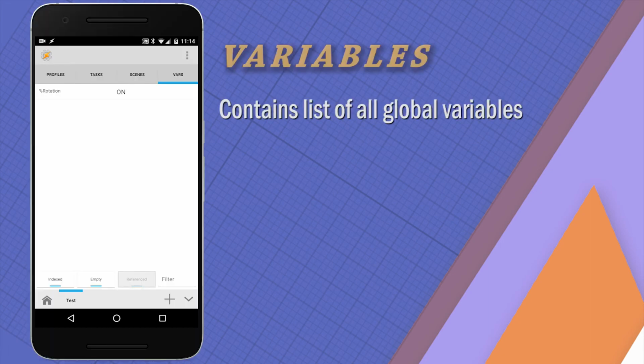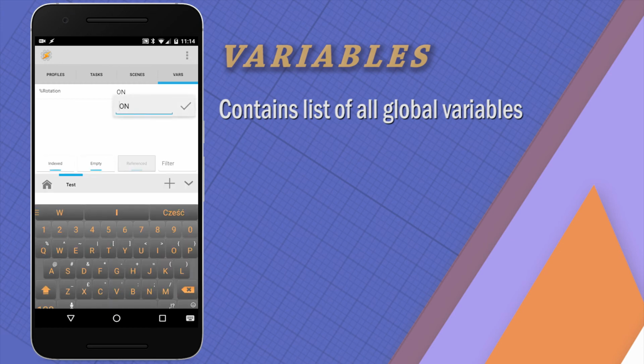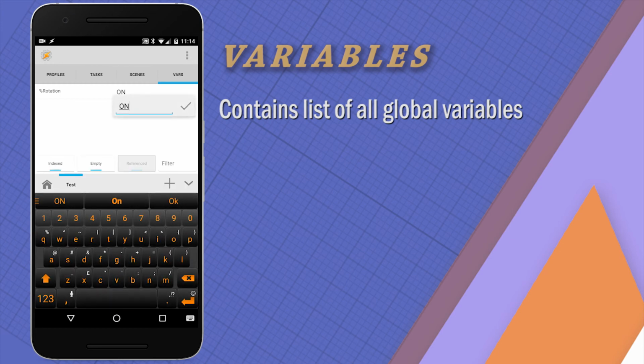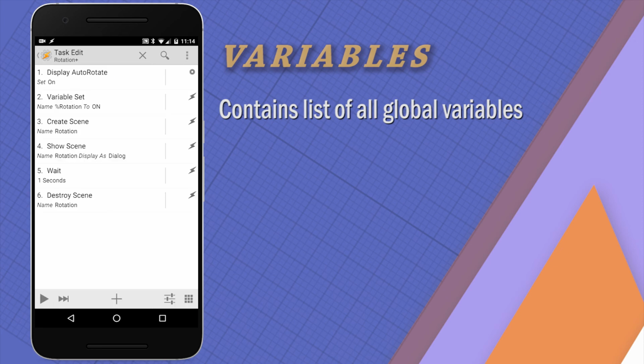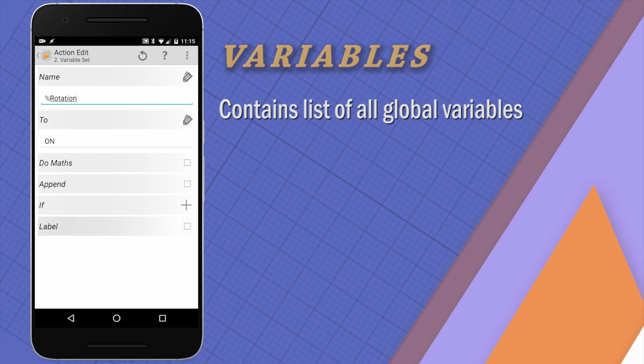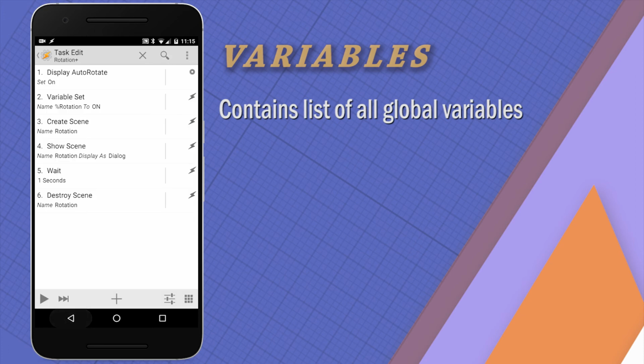Last tab is for variables. Variables are small containers designed to store the value of our choice. They start with a percentage symbol and then the name of the variable itself. We create them usually by using variable set action, which will create a variable and automatically assign defined value to it. Value then is kept by Tasker unchanged until next task will change or delete the variable itself.